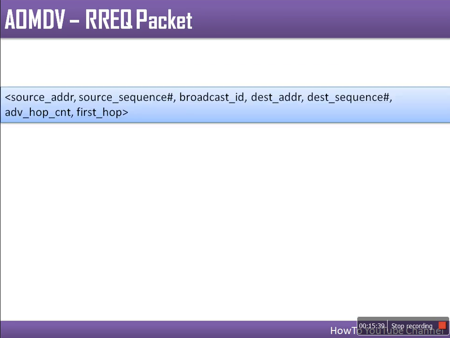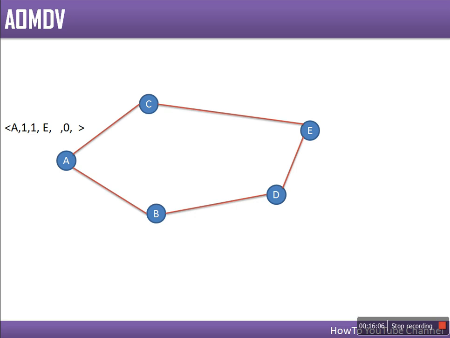So in the route request packet, the only change from the AODV routing protocol is that instead of hop count, advertised hop count is included, and one more attribute is included, that is first hop. What is that? It will specify from which neighbor of the source this packet is coming. So let's take one example, it will make things clear.